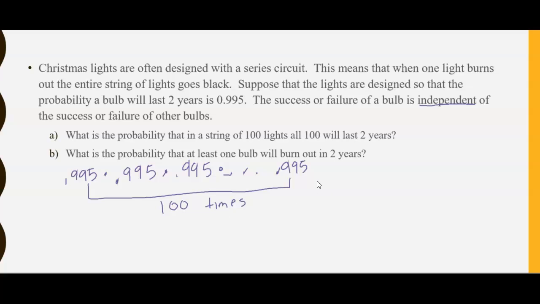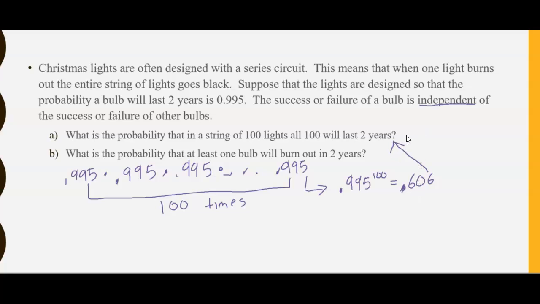So instead of typing that number out 100 times, what we're going to do is type it into the calculator as 0.995 raised to the 100th power. And when I do that, I get the decimal 0.606. So that is the probability that 100 lights will last 2 years, 0.606, so roughly 60%.